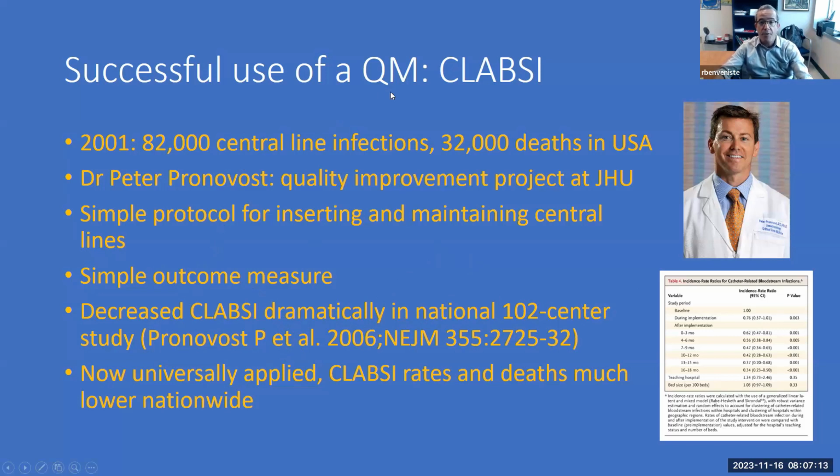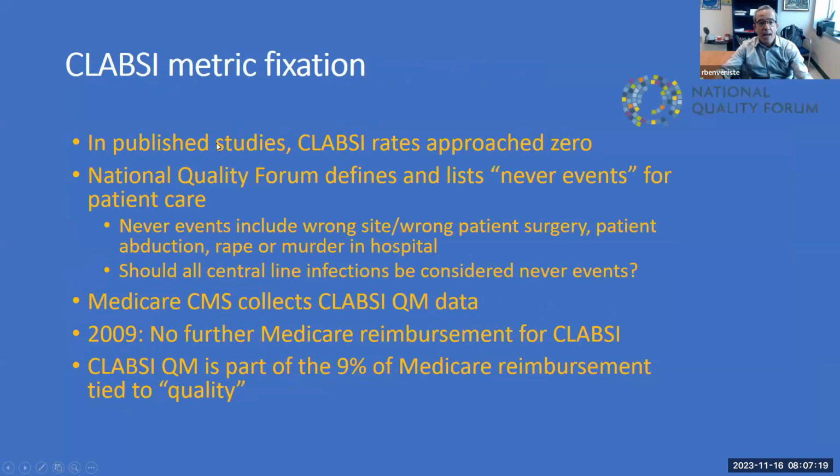And that was using a simple quality metric, right? Which is central line infections in inpatients. So what happened? In published studies, this was a success. Central line infection rates approached 0. So the National Quality Forum, we'll talk a little bit about them later, they make a list periodically of never events that should absolutely never happen. There's never an excuse. For example, amputating the wrong leg, or a patient in the hospital who's kidnapped, raped, or murdered. I think we can all agree that those things should never happen. Well, they now consider central line infections to be never events because of the success of this protocol.